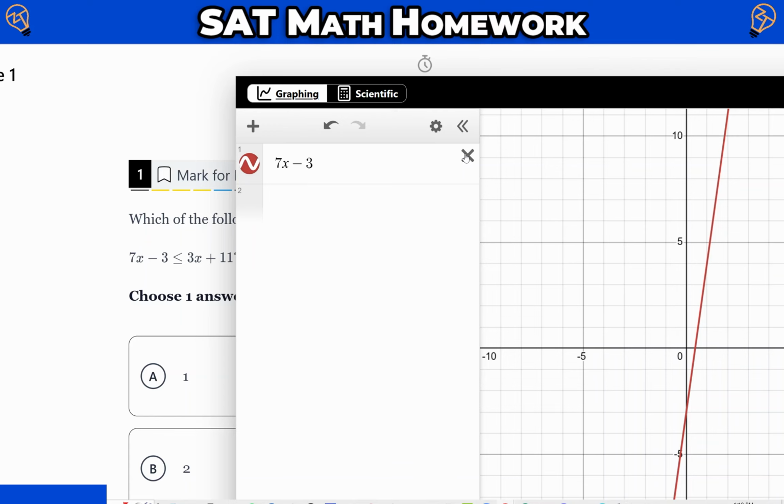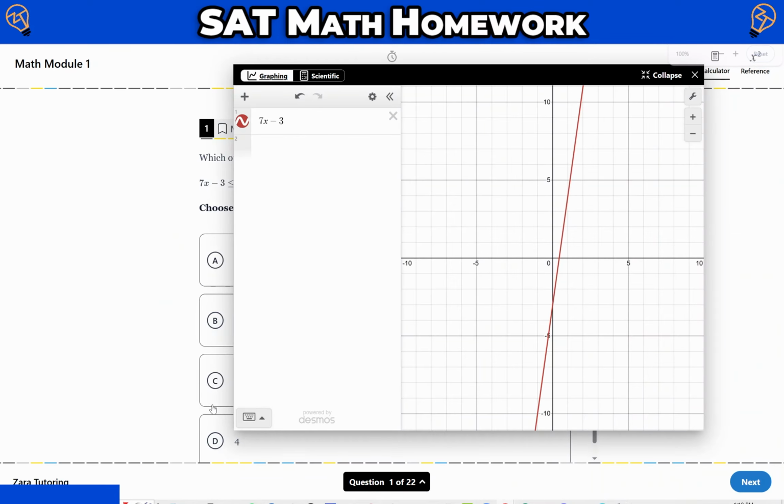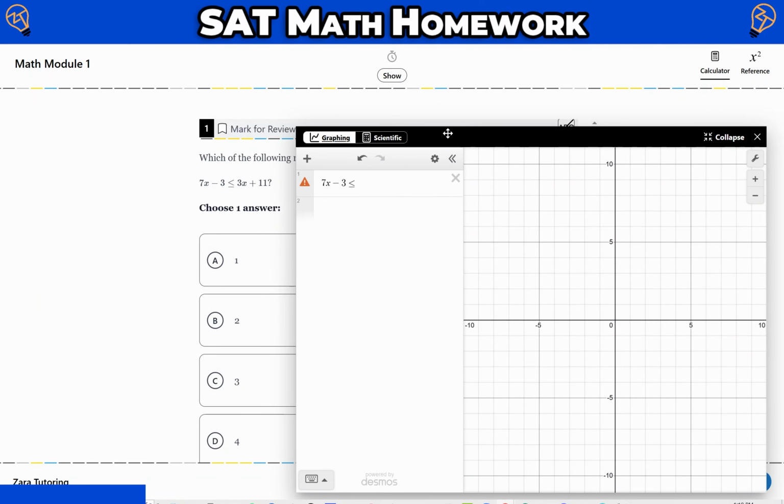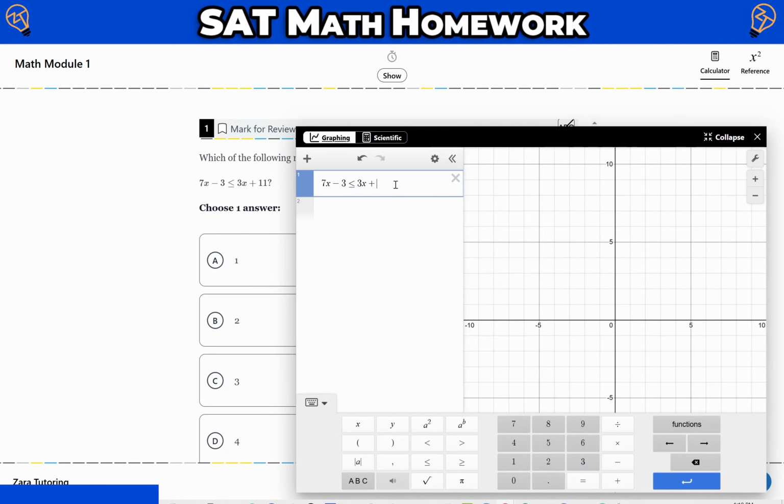However, in this case, I personally am just kind of a fan of going in here, and the less than or equal to is right here. Pretty easy to just find that by clicking there. And then we have 3x plus 11.